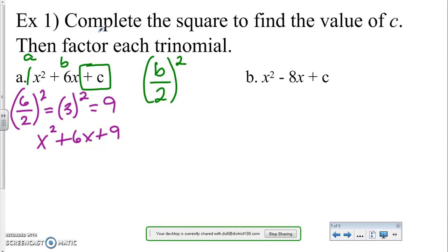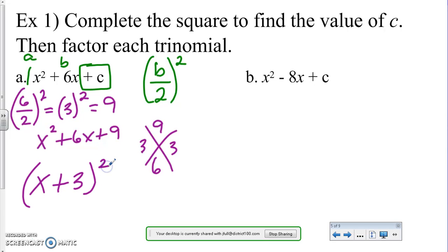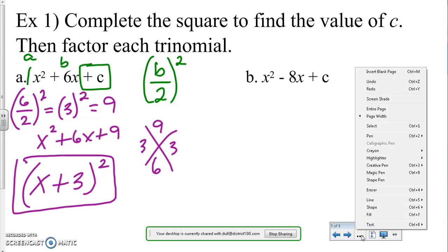The second step here says to factor each trinomial. So if I go ahead and make my x, my 9 goes on the top, my 6 goes on the bottom, so the two numbers that multiply to give me 9 and add up to 6 are 3 and 3. Since they're the same, I'm going to go right to the step. X plus 3 squared. This is my final factored answer. Let's try the second one.